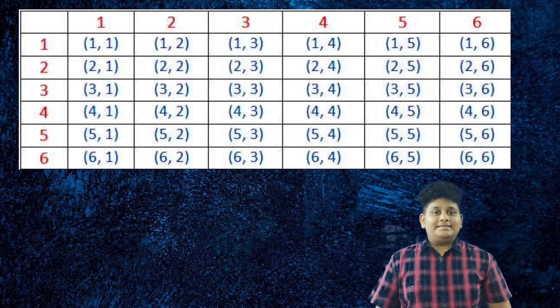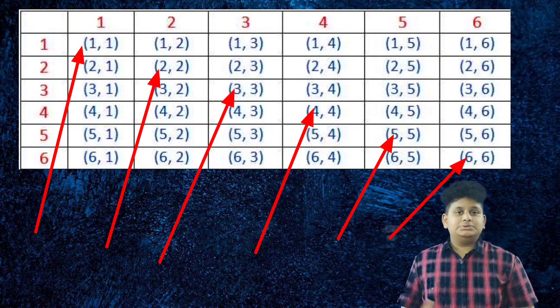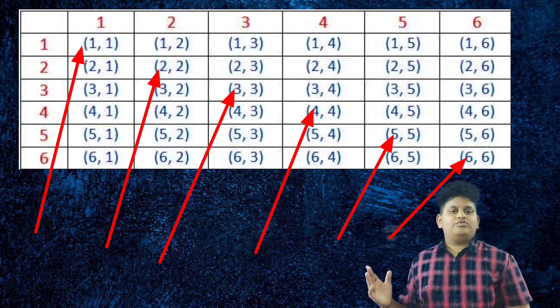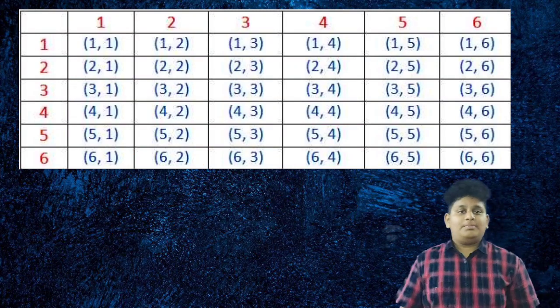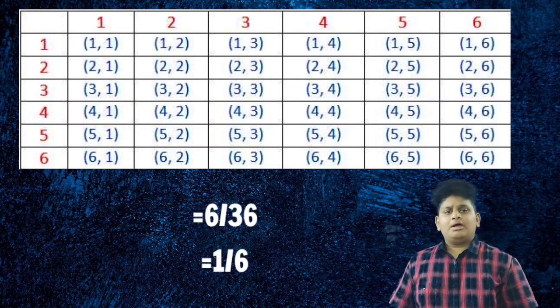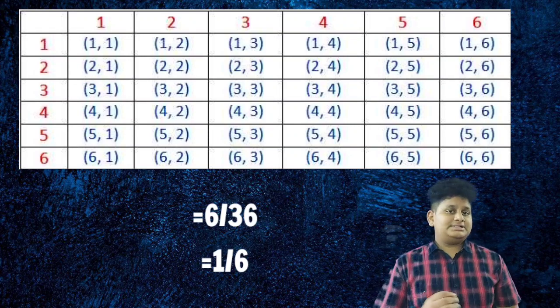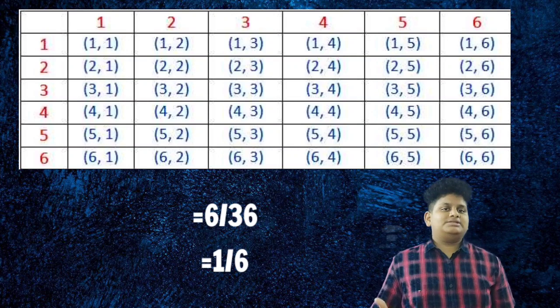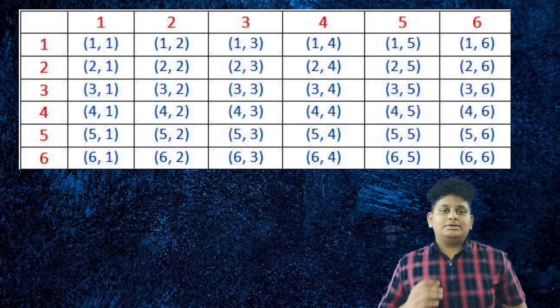That's correct. There are 6 probabilities. Those are 1,1; 2,2; 3,3; 4,4; 5,5 and 6,6. These are the 6 probabilities. Then favorable outcomes are 6, total number of outcomes 36. 6 by 36 is 1 by 6, simple. So these are the problems on dice.